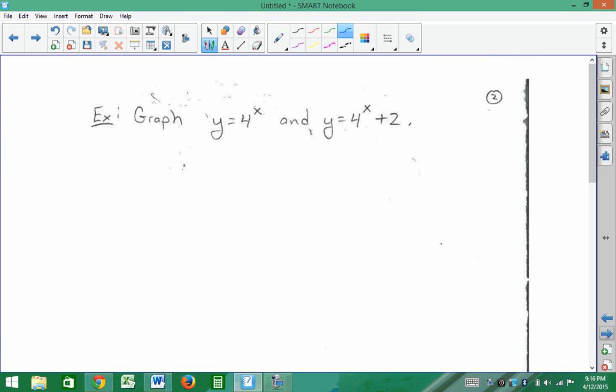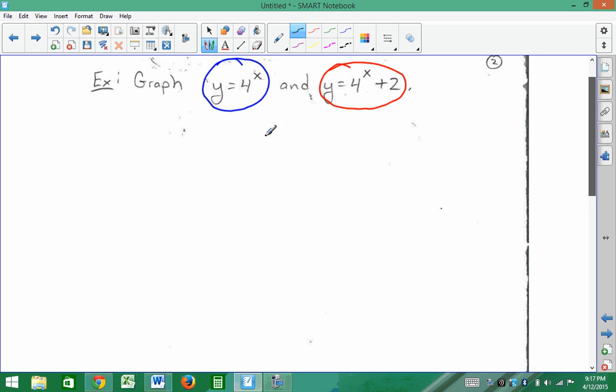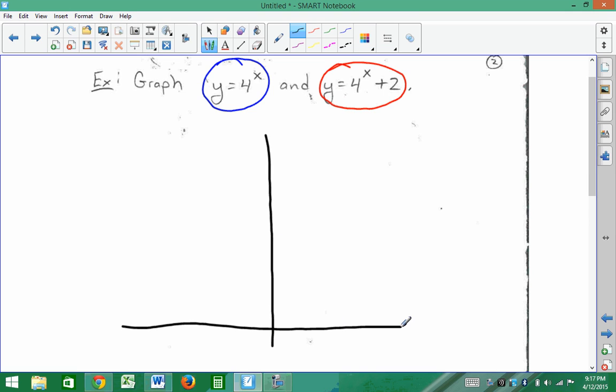All right, so let's move on to a couple examples here. So we're going to graph 2 examples here. y equals 4 to the x, we'll do that in blue, and y equals 4 to the x plus 2, we'll do that in red. Okay, so let's get the graph here. We're going to take the same approach as we did last time, so we're going to be plugging in 0, 1, 2, -1, and -2.